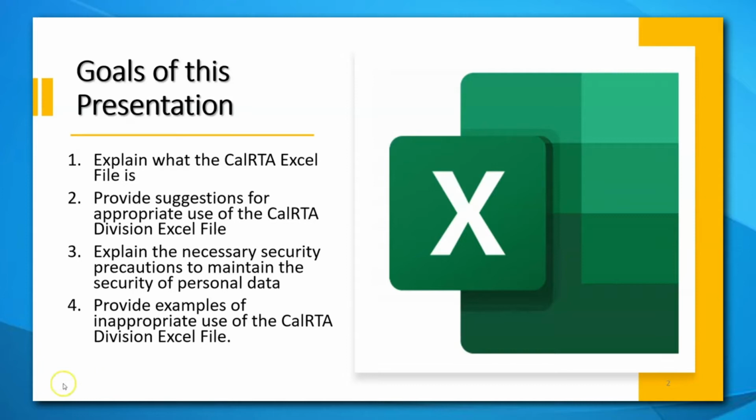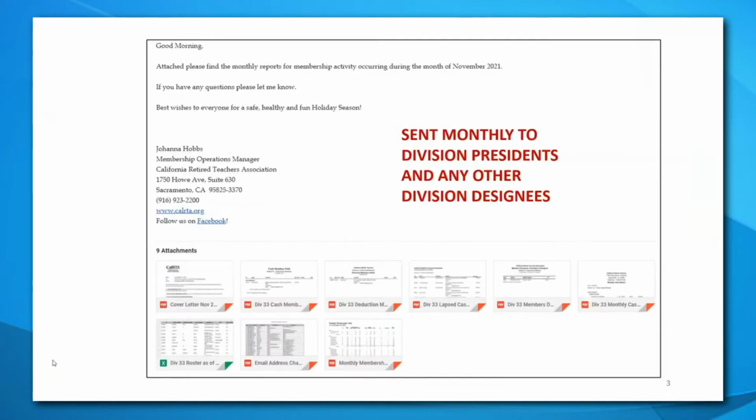So let's get started. If you are a division president or other division leader designated by your president, you receive a monthly email like this with a series of reports from Johanna Hobbs, Membership Operations Manager in the CalRTA Business Office. Now, as you can see in this illustration, each division receives 9 different documents or attachments from Johanna. But the one that includes a significant amount of personal data for division members is the division roster, seen in the red box in the lower left-hand corner.